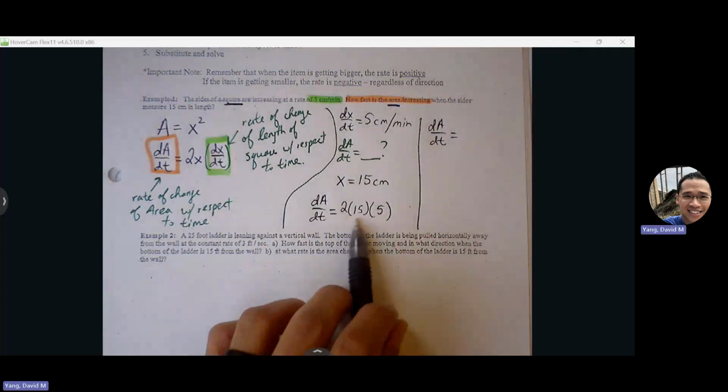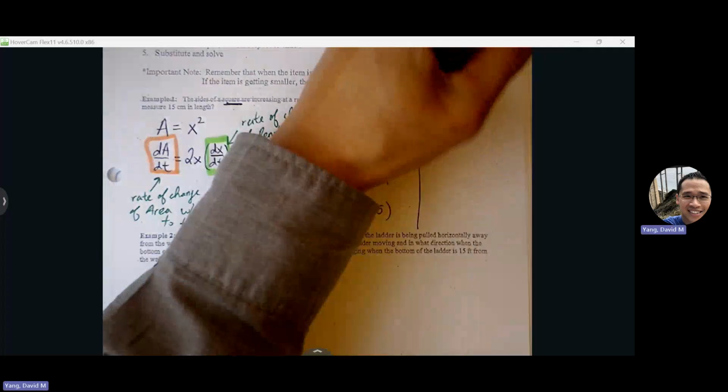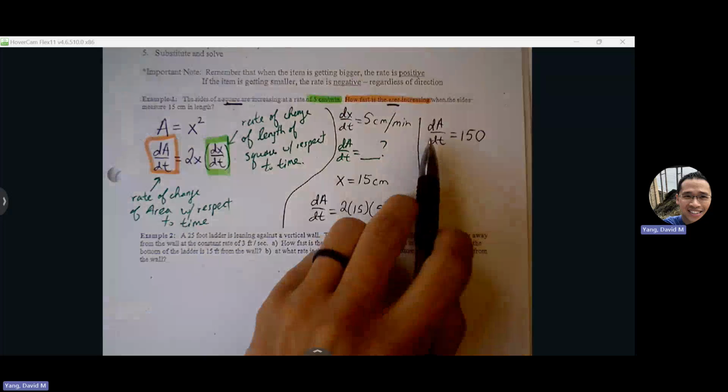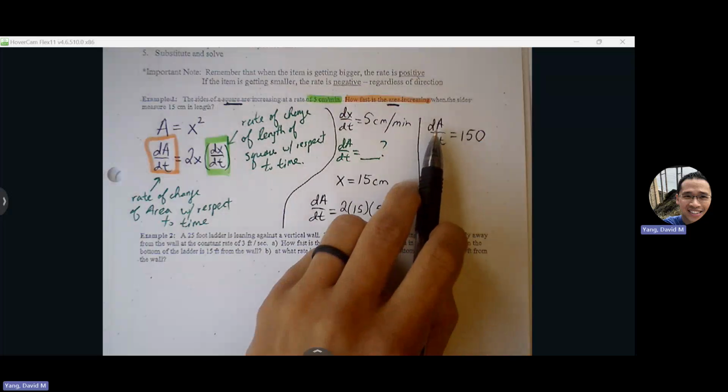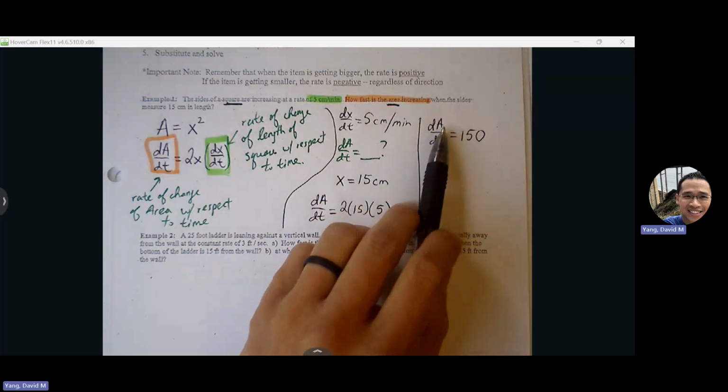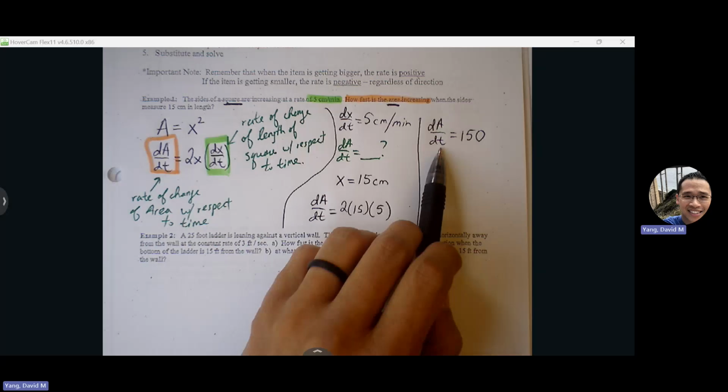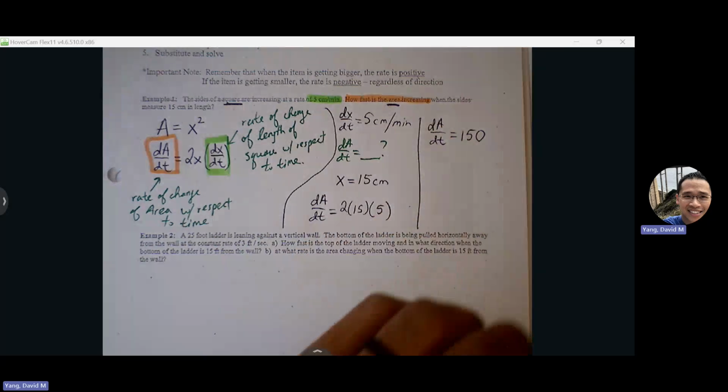So we multiply this through, we get 150. And then our units of measure, area is centimeters squared, and then time is minutes. So we divide them by each other.